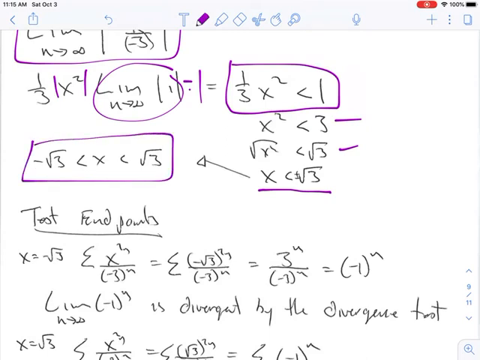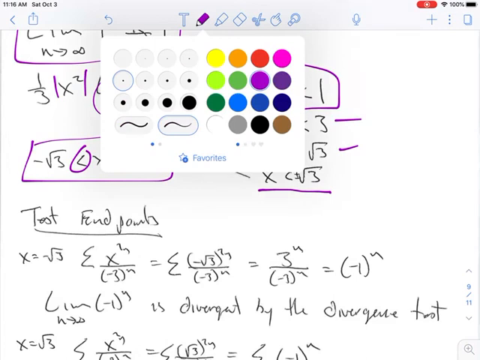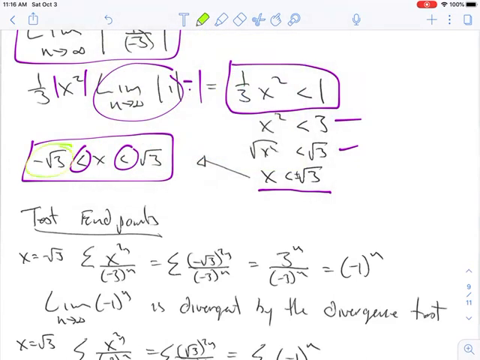Right now I'm using just less than symbols because I don't know if we're including the endpoints. So we now have to test the endpoints. We're going to test the first endpoint, which is negative radical 3. We plug that into our series, and we end up with negative 1 to the n, which is divergent by the divergence test.